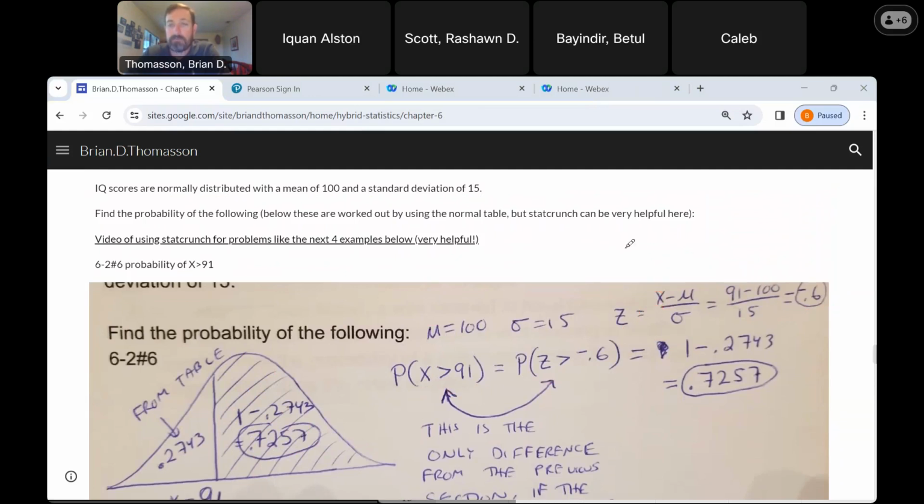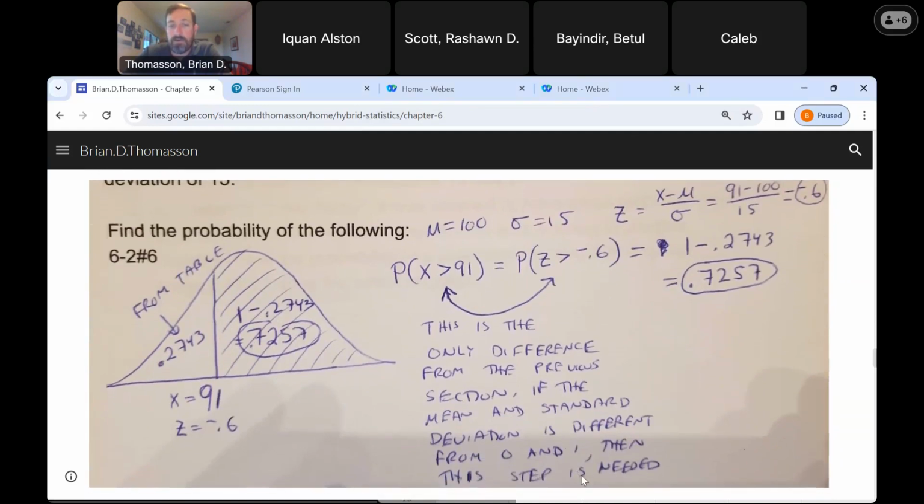So once we've gotten to the point where Z is greater than negative 0.6, then we can do it exactly the same as what we did previously. All we've added is this new step where we have to change it to 0, 1, or standard normal, so that we can use our table. If you're going to do it by the table, you'd have to use that conversion every time. Now, luckily, we have our lovely StatCrunch, and let's see how that changes. Notice here that I have this breakpoint. That breakpoint is at X at 91 or Z at negative 0.6, just like we have here.